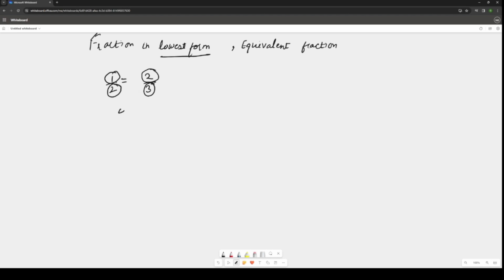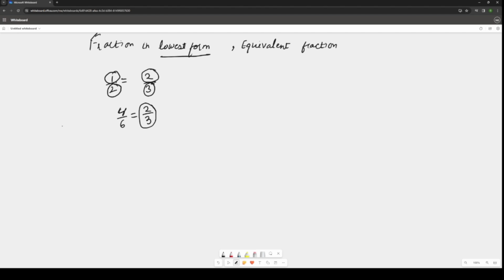But let's say I say 4 by 6. 4 by 6 is not in the lowest form because they have one common factor that is 2, right? So this is not in the lowest form. If I divide 4 by 2, it will become 2. If I divide 6 by 2, it will become 3. So it will become its lowest form. So कोई भी fraction है उसको अगर हमें lowest form में लेके आना है, so what we will do? We will divide its numerator and denominator by the common factor.